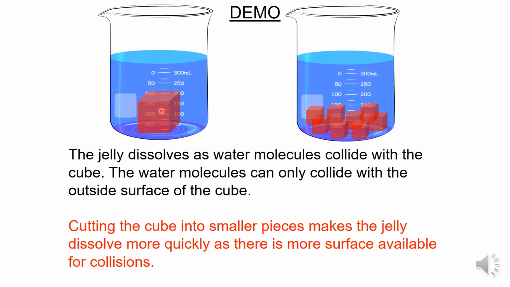Now, cutting the cube into smaller pieces means that we have more surface available for the water molecules to collide with. And if there's more surface, there will be more frequent collisions. And this might be sounding familiar if you think back to our collision theory lesson. Now, if we were doing this demo, we'd see this happening. The jelly cubes on the right would dissolve more quickly than the jelly on the left, and it would take longer for the whole cube to completely dissolve and form a solution of jelly than it would on the right.